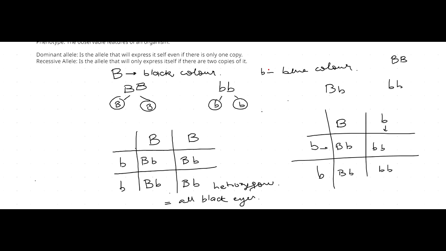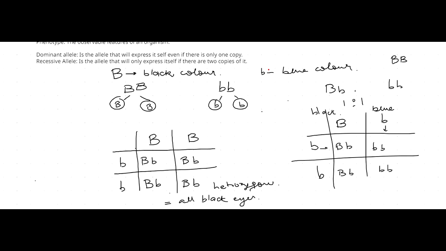In this situation, now what are we getting? We are getting a 1:1 ratio, where half of the kids are going to have a blue eye color and half of the kids are going to have a black eye color. 1:1 ratio, or 50%, 50%. 50% of the kids are going to have black eyes and 50% of the kids are going to have blue eyes.